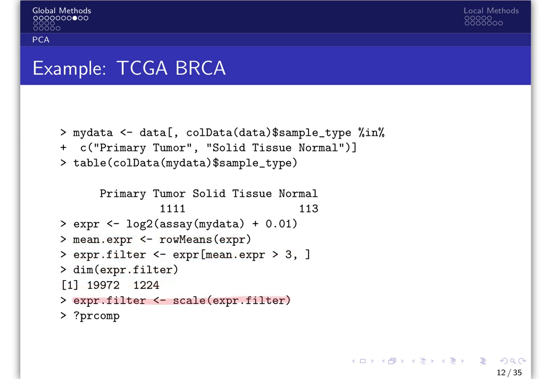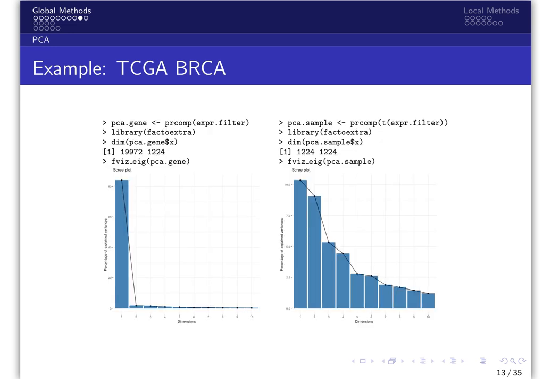Prior to performing principal component analysis, we standardize the data matrix. The prcomp function performs principal component analysis. We can apply the prcomp function to treat the genes as data and the subjects as features, or we can apply the prcomp function to treat the subjects as data and the genes as features.